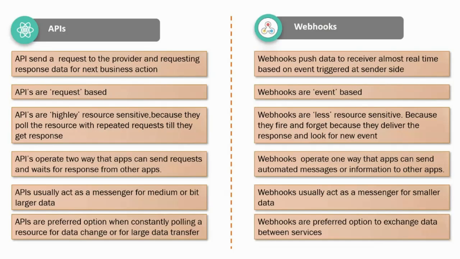The fifth difference is that APIs usually act as a messenger for medium or bigger data, like passing a payload as large JSON or XML data, whereas webhooks usually act as a messenger for smaller data. For example, passing a customer ID and the payment status as a small message in JSON or XML format. The last one is that APIs are the preferred option when constantly polling a resource for data change or for large data transfer, whereas webhooks are the preferred option to exchange data between services.